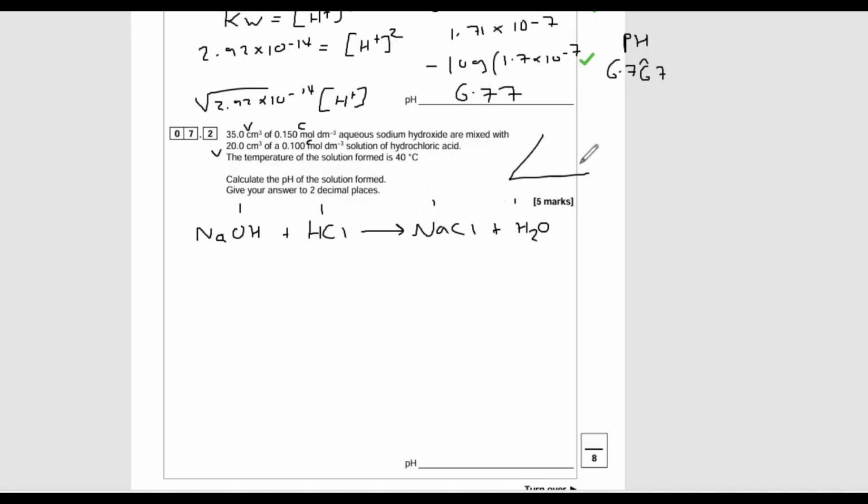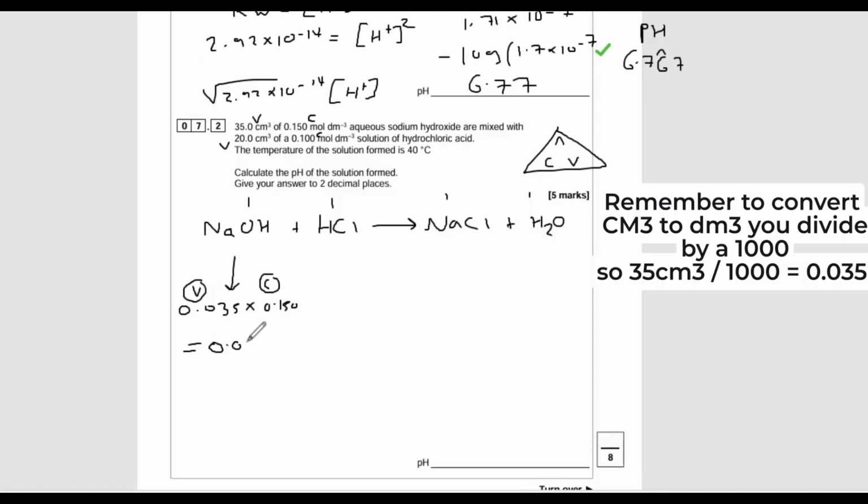Now we've got a volume and a concentration, and a volume and another concentration. So we know we're using n over CV. Let's work out how many moles of each of these we've got. For sodium hydroxide, I've got 0.035 decimeters cubed as my volume. Why am I changing it to 0.035? You should be able to do that by now: you just divide by 1,000. Then I times by the concentration, 0.150, and that gives me 0.00525 moles. That is my sodium hydroxide.